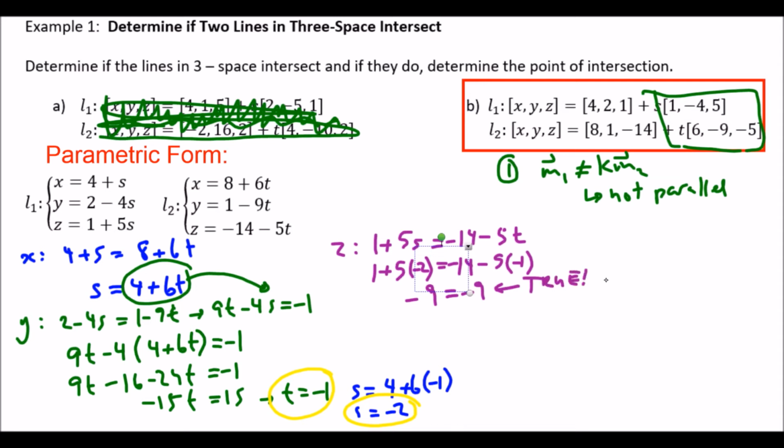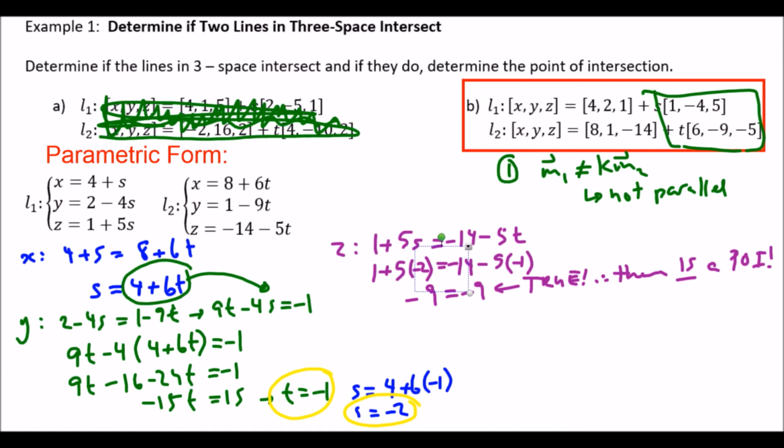Woohoo! So that means, therefore, there is a POI. What is that POI? Well, I'm going to take this, substitute it into either my line 1 or line 2, and solve for the point of intersection.